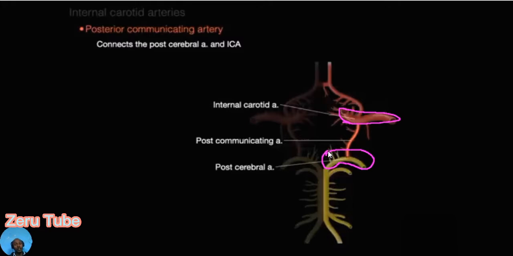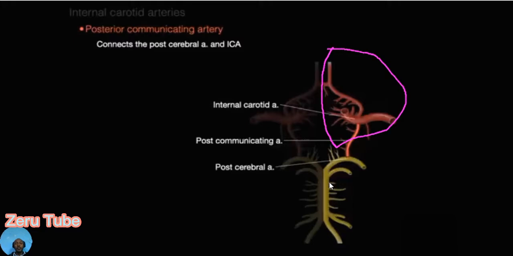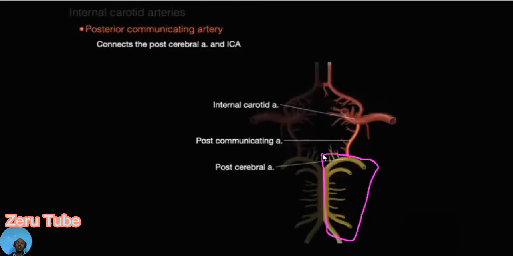It connects the two. In other words, the internal carotid artery supplies blood to the anterior circulation of the brain, and the vertebral artery supplies blood to the posterior circulation of the brain. So generally, the posterior communicating artery connects the two circulations.